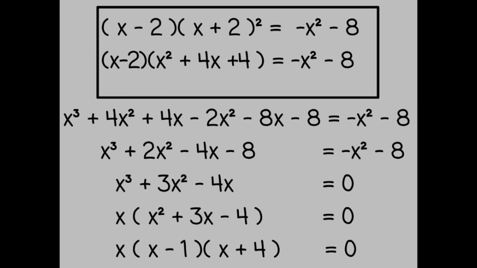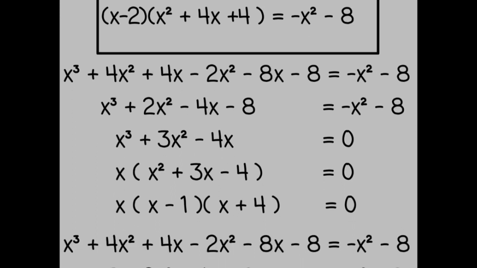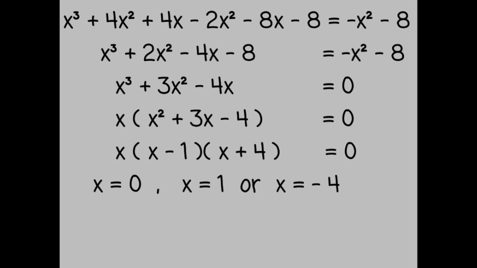Here, x is a common factor, so take it out to factorize. x times (x squared plus 3x minus 4) equals 0. Further factorizing gives us x times (x minus 1) times (x plus 4) equal to 0 and hence the solutions are x equals 0, x equals 1 or x equals minus 4.